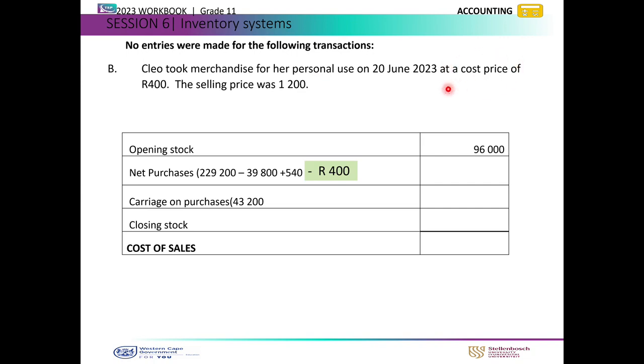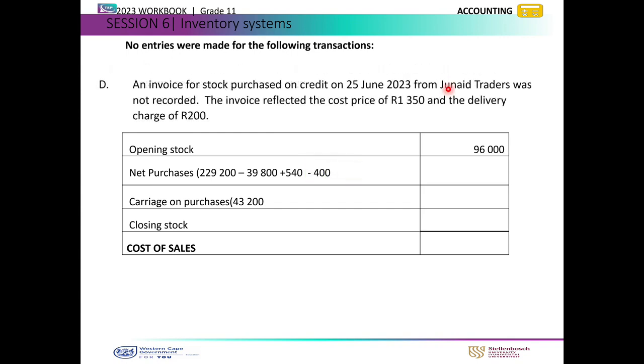Right. C is not applicable to the cost of sales. So we're going to skip to D over here. In D, they say that an invoice for stock purchased on credit on the 25th of June from Junaid Traders was not recorded. Again, an invoice for stock purchased on credit, meaning from our creditor. The invoice reflected the cost price of 1350 and the delivery charge of 200 Rand.